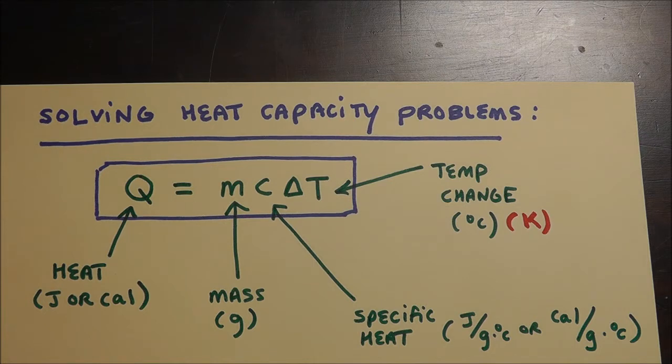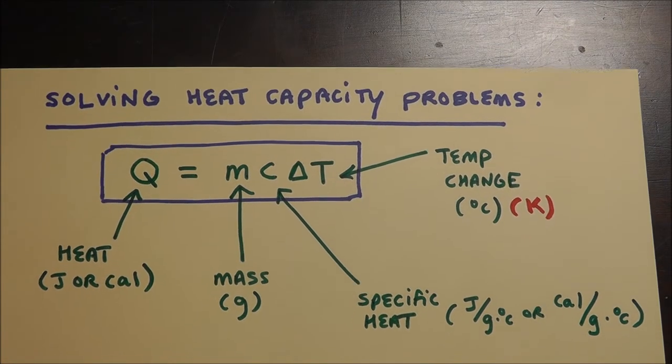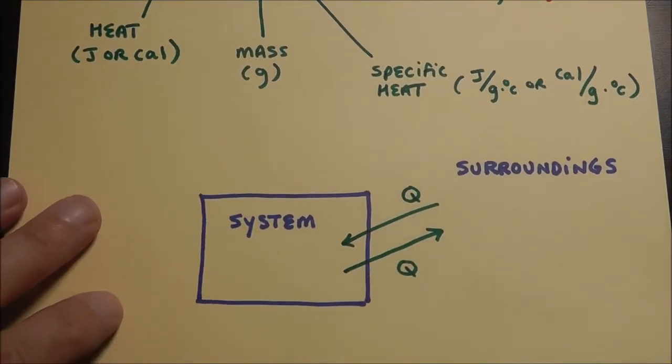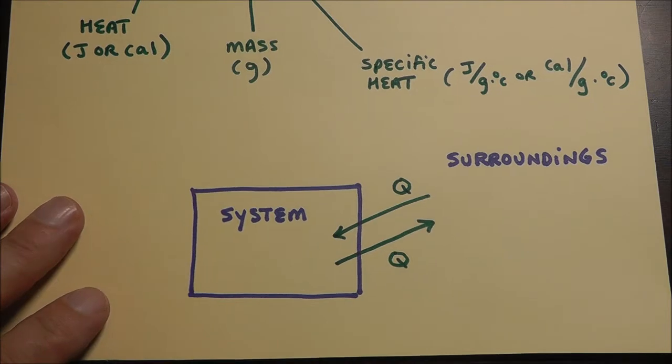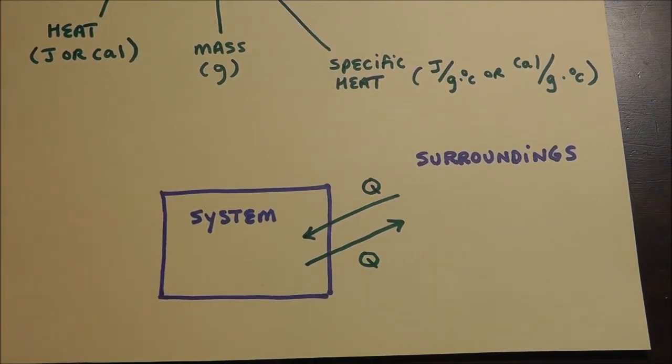And then what we're going to have to do also is simplify the universe into this. We're going to take the whole universe and say every problem involves heat flow between the system and the surroundings. What could be the system? It depends on how you define the problem. The system could be the ice cube and I could be the surroundings, or I could be the system and the ice cube could be the surroundings. But either way, Q is going to flow one way or the other.